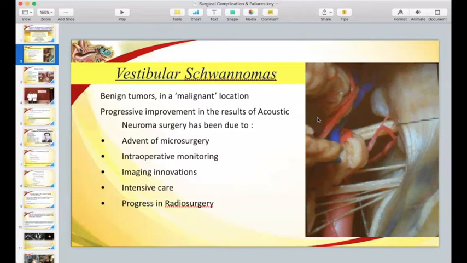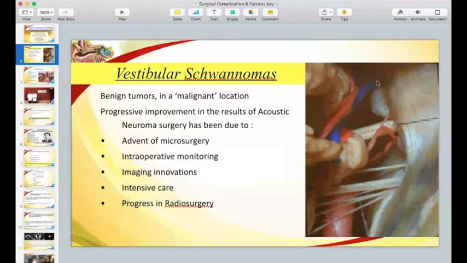So that's the CP angle. And why I said a benign tumor in a malignant location, because look at the number of very important eloquent structures. That's our 7th and the 8th nerve complex, the ICA artery, anterior inferior cerebellar, 9th, 10th, 11th nerves, all concerning with the palatal movement, pharyngeal movement, and the swallowing movement, and the vocal cords. The trigeminal is over here.